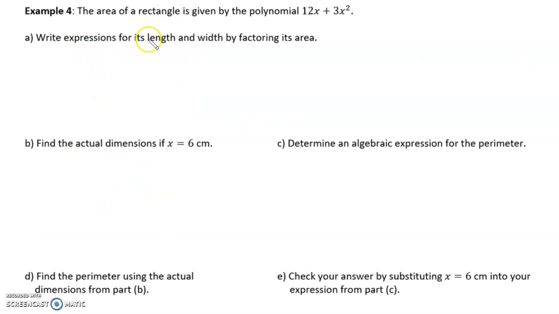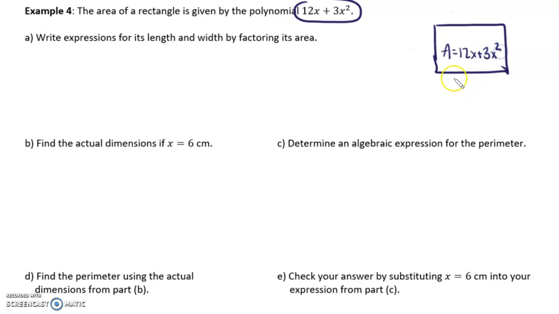Okay, example 4. The area of a rectangle can be given by this polynomial here. Okay, so we have a rectangle. We don't know its width or its length, but the area, usually we write that inside the rectangle, is 12x plus 3x squared. So, write expressions for its length and width by factoring. So, we have 12x plus 3x squared. I'm going to factor out a 3x.